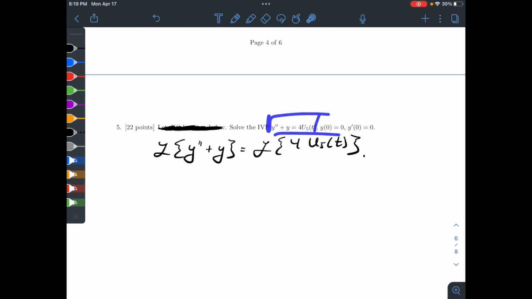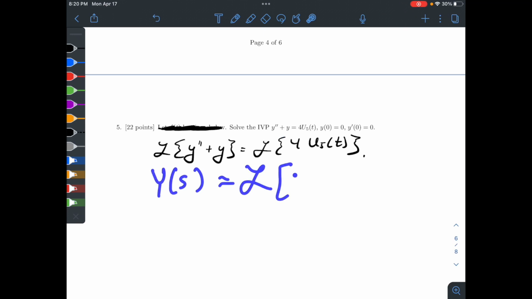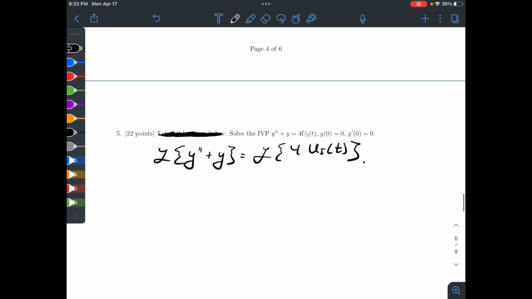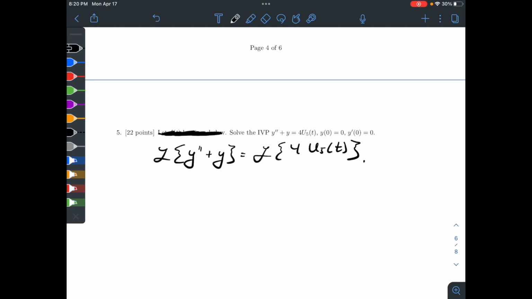So the way that you go about solving these IVPs using Laplace transforms is you take the Laplace of both sides, solve for capital Y of s, where Y of s is equal to just the Laplace transform of little y of t. And then once you solve for capital Y, you go back by doing an inverse Laplace to get back to little y of t.